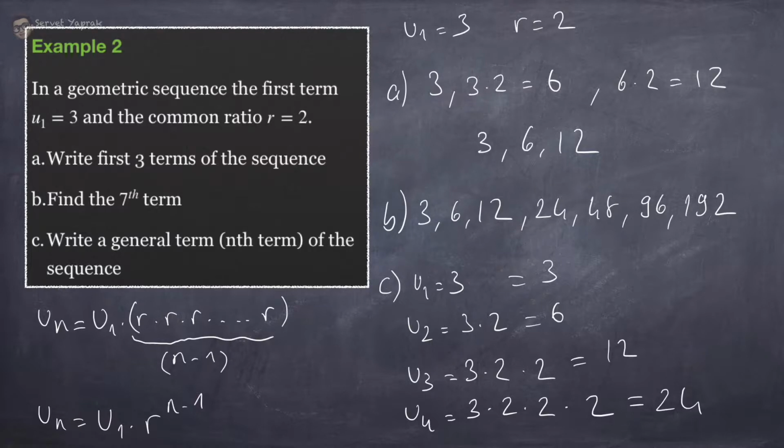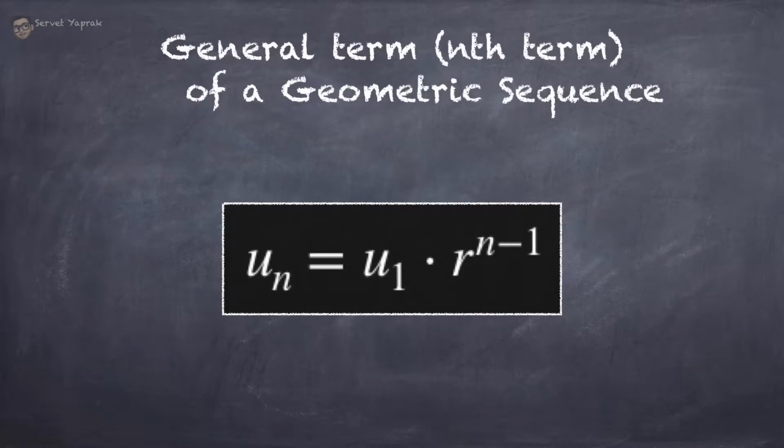This formula, for the nth term un, will be given in your formula booklet, and it will look like this: un is the nth term, u1 times r to the power of n minus 1. u1 represents the first term, r represents the common ratio.